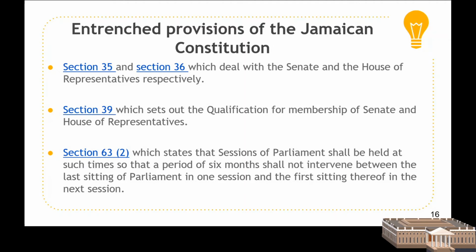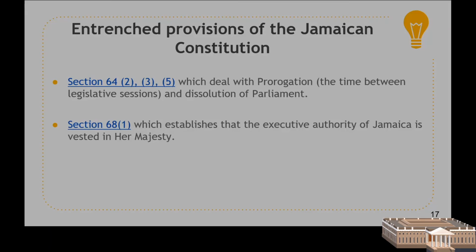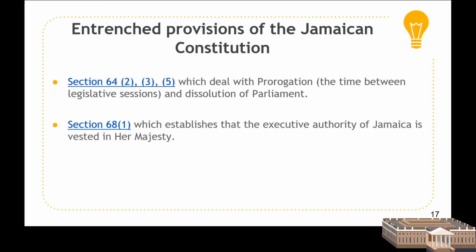Section 63, subsection 2, talks about sessions of Parliament that have to be held within a particular period of time, and it shall not intervene between the last sitting in one session and the first sitting thereof. So it actually outlines when, and the periods in between, when sessions of Parliament can and should not be held. Continuing, Section 64 talks about the time between legislative sessions and Parliament actually being dissolved, or the dissolution process. So it even talks about the termination or the closing of sessions, and the time between when sessions can take place while the closing is happening.